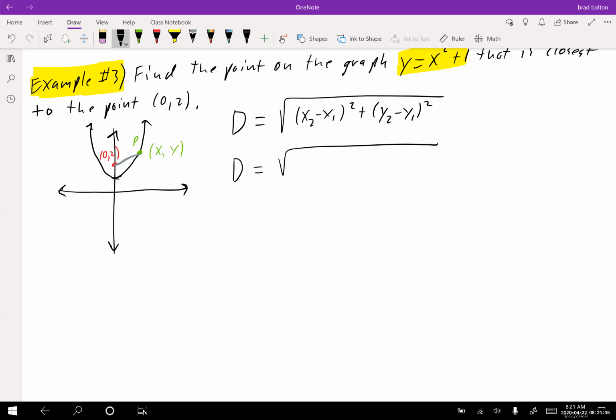So here we have d is equal to the square root. Now I'm going to plug in the points. So I'm going to say my x2 is x and my x1 is 0, squared, plus my y2 is y and my y1 is 2, squared. So then this is going to equal the square root of x squared plus y squared minus 4y plus 4.